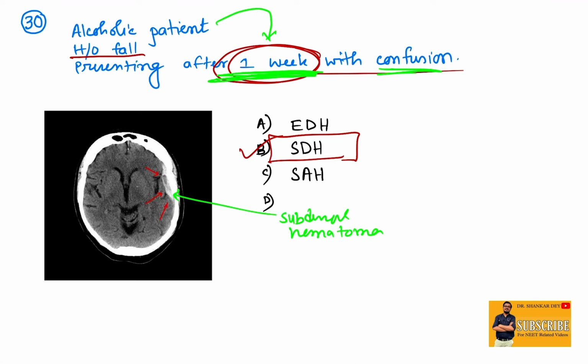So this is a concavo-convex shaped hematoma, presenting with confusion after 7 days of trauma. So this is subdural hematoma or SDH.